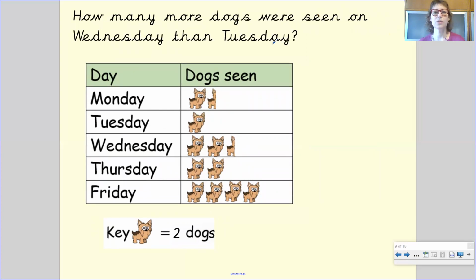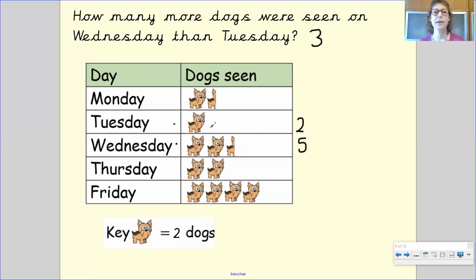How many more dogs were seen on Wednesday than Tuesday? So we're going to do it both ways. We could count the number of dogs on Wednesday and Tuesday. So we're counting in twos. So this is just 2. And this is 2, 4, and an extra 1, 5. So we could do 5 take away 2, which will give us 3.